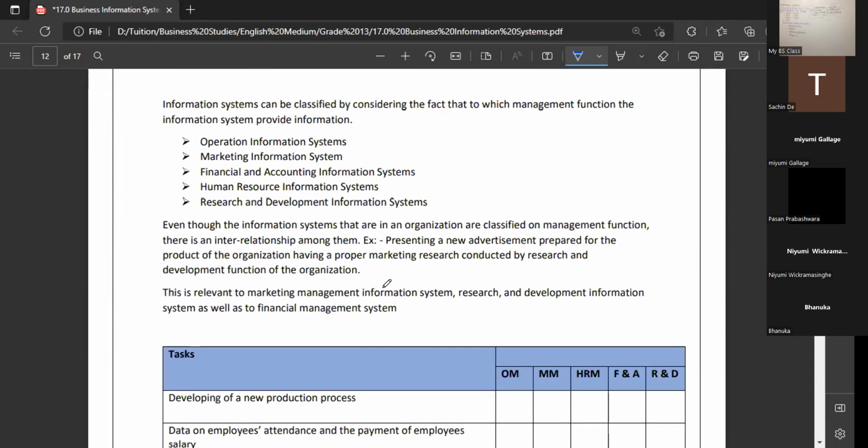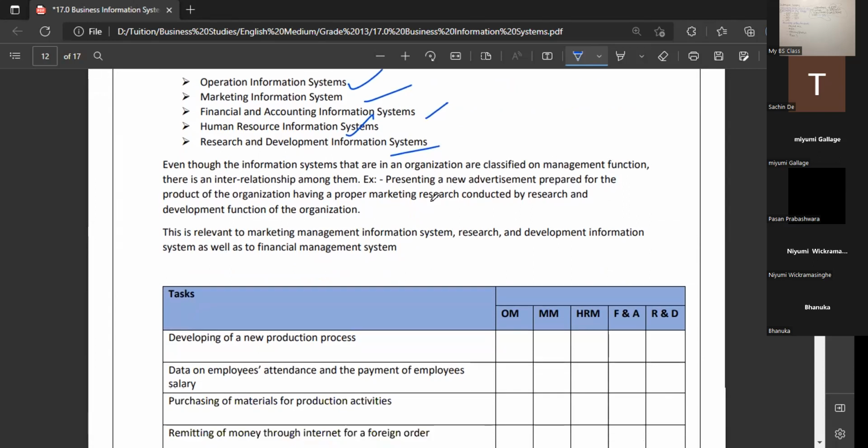Well, so information systems can be classified by considering which management function they serve: operation information, marketing information, F&A, and HR and R&D. So that is based on the management functional area.